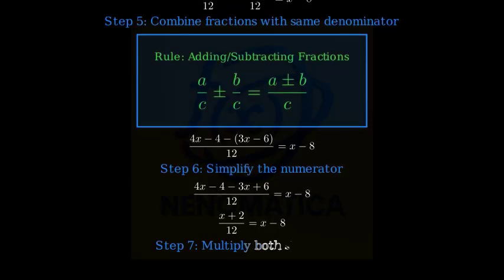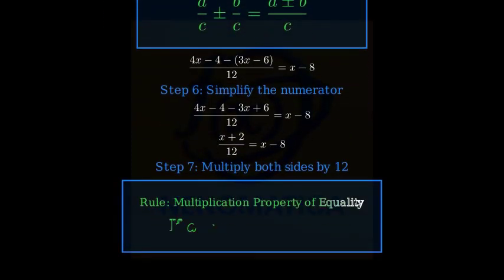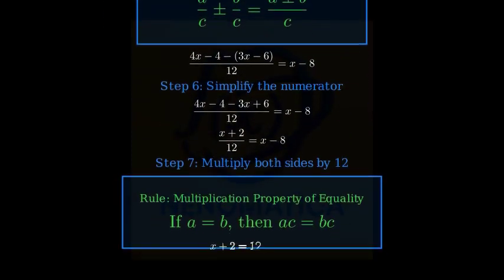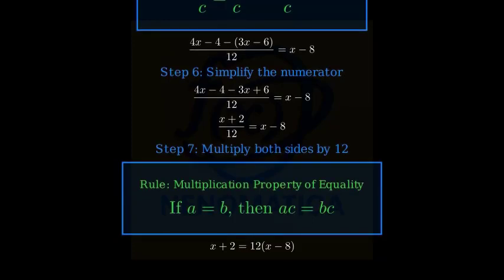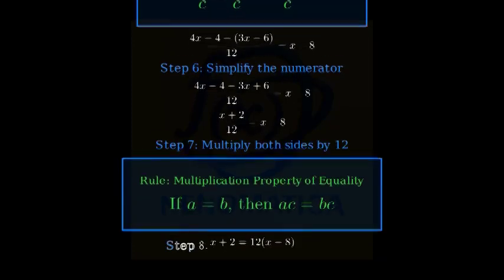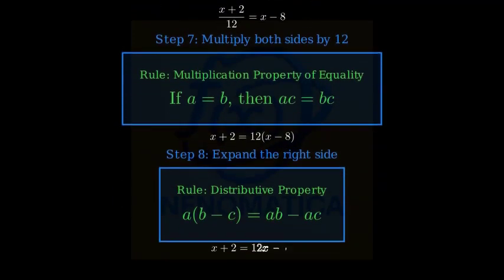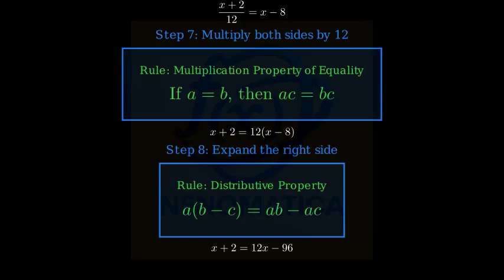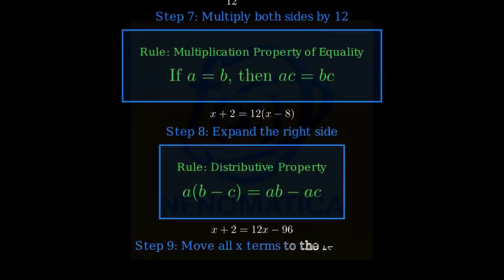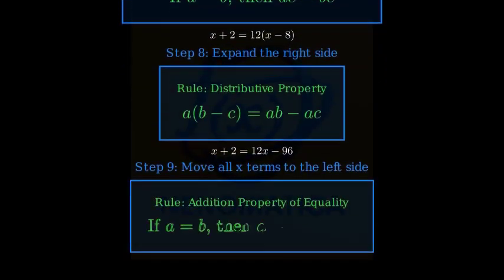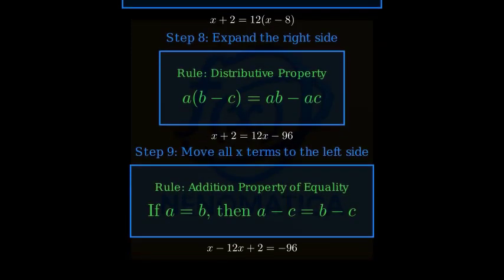To eliminate the fraction, we'll multiply both sides of the equation by 12. This gives us x plus 2 equals 12 times (x minus 8). Now, let's expand the right side of the equation. 12 times (x minus 8) equals 12x minus 96. Let's move all terms with x to the left side of the equation. We subtract 12x from both sides, giving us x minus 12x plus 2 equals negative 96.